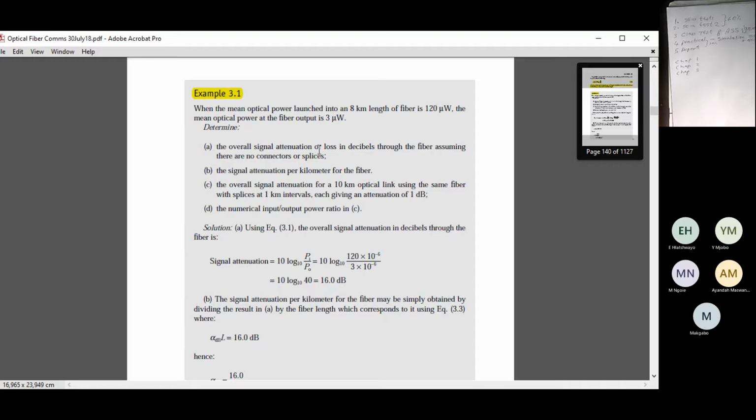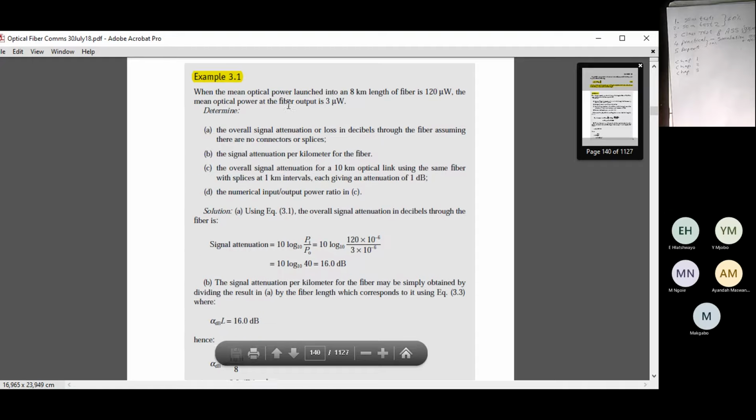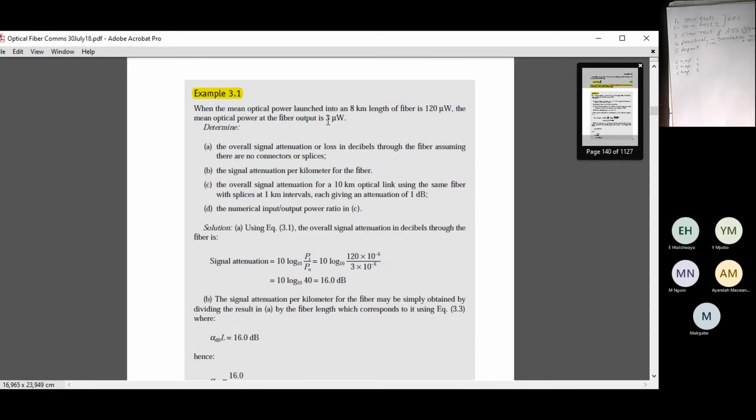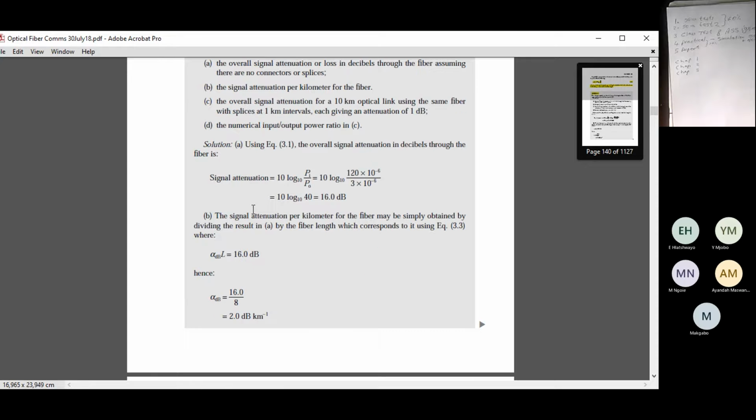So what I want is the overall attenuation. Signal attenuation is 120 over 3, which gives you 10 log 40, which is 16 dB in this case. Remember it's 8 kilometer, so for the total length over 8 kilometer, we must just divide it by 8. So dBs can be divided by the kilometer value, so that gives you 2 dB per kilometer.